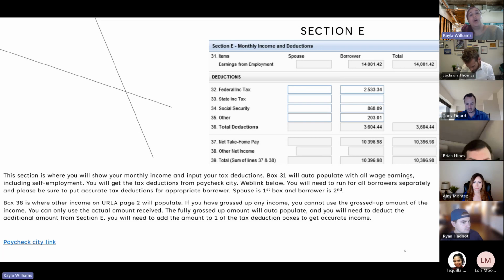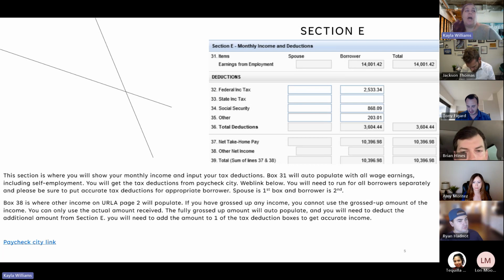So you have to use the original amount? Right. You can't use the grossed up amount. You can use the actual amount received.